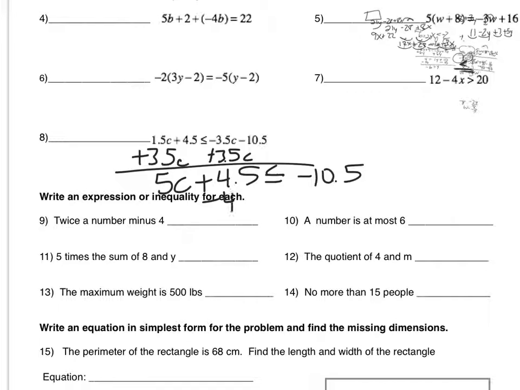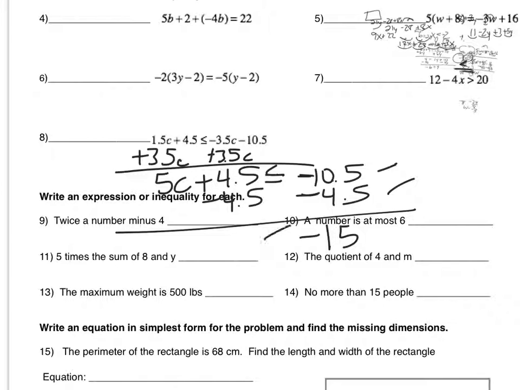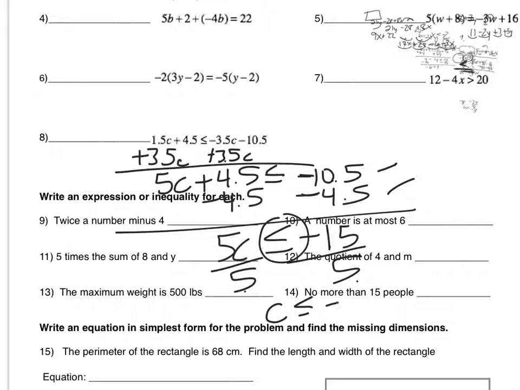And then when we minus 4.5 from both sides, don't forget that when you have two negatives, you're actually adding them together and keeping the negative sign. So it's like saying you owe me $10.50, then you borrow another $4.50, so now you owe me $15. So we have 5c is less than or equal to -15. This one we do not have to flip the sign because we're only dividing by a positive 5. C is less than or equal to -3 for number 8.